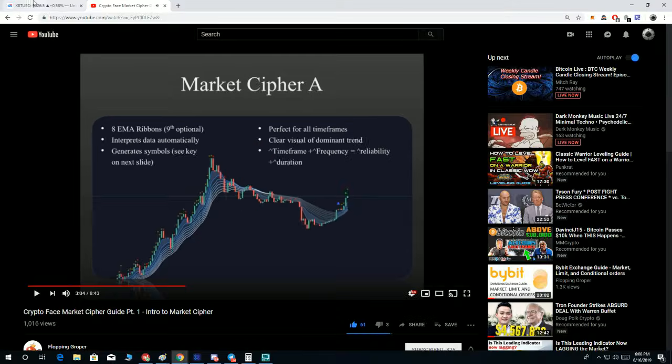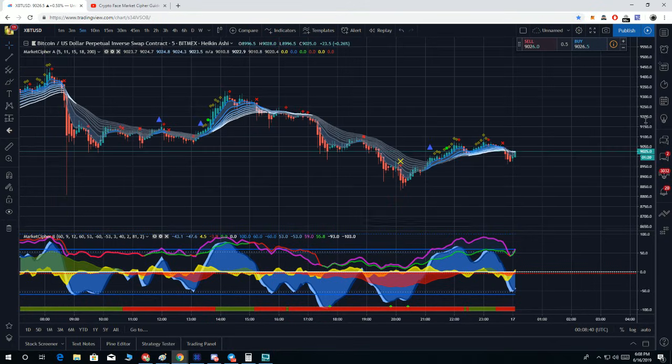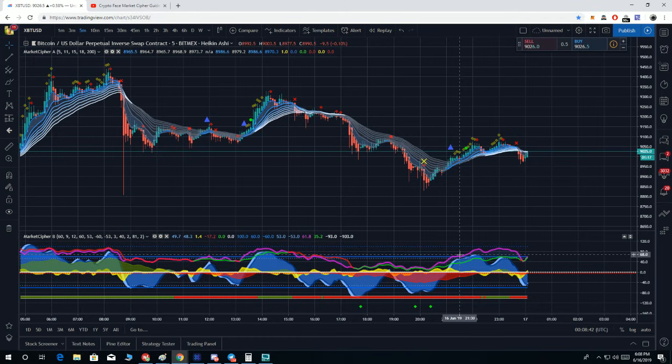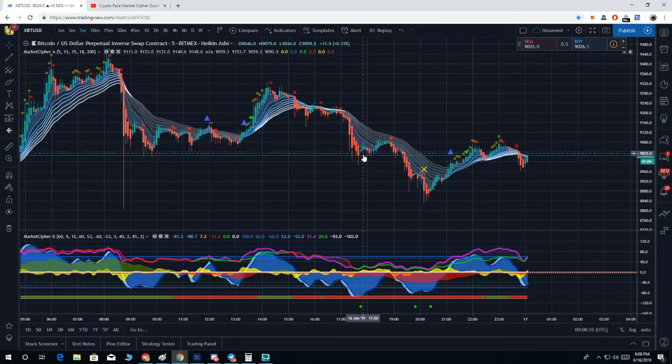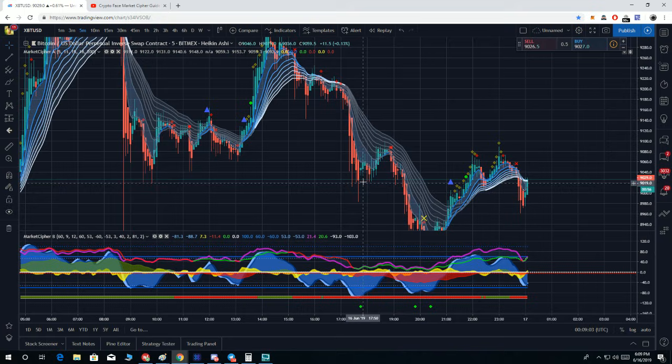Okay, so these green dots, technically you can call them long signals, but I want you to think of them as bottoms. These green dots indicate when there is a bottom. It doesn't mean there's a green dot on the 5 minute and it's going to go up forever. It just means that this is likely a bottom, but it does not necessarily tell you how long the uptrend will be.